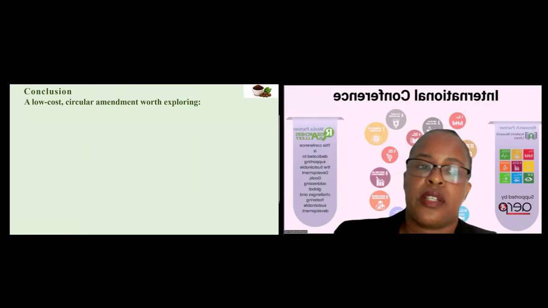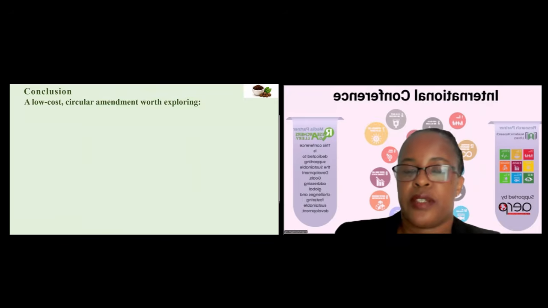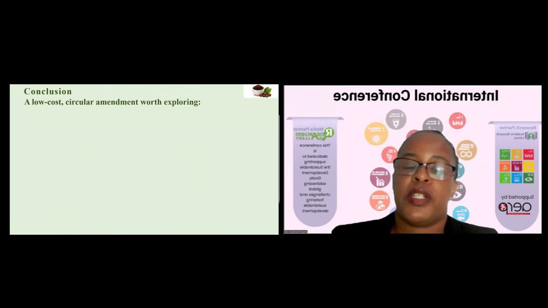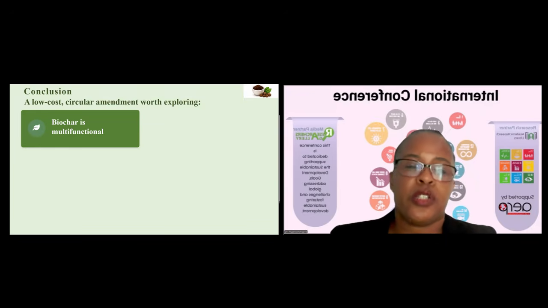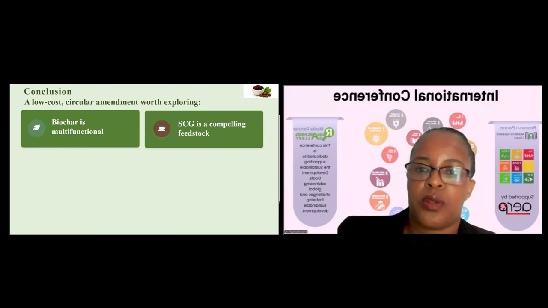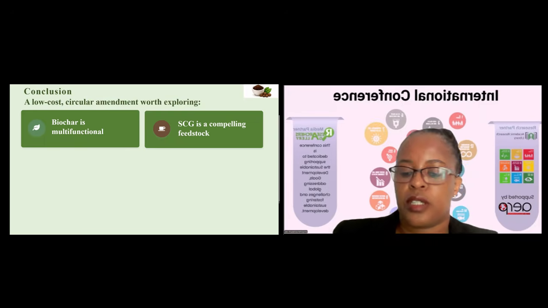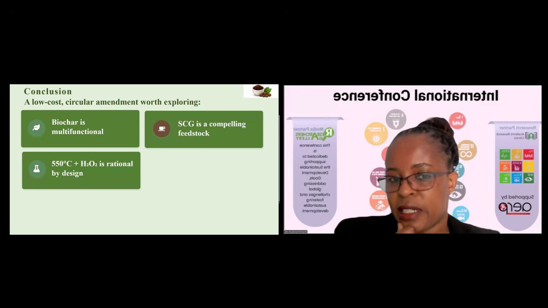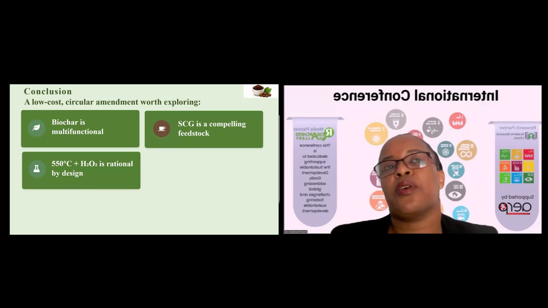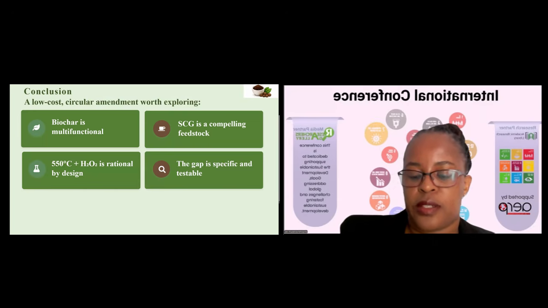So in conclusion, spent coffee grounds are available and they are low cost. And if you amend them with hydrogen peroxide, which is environmentally benign, they are worth exploring. Biochar is multifunctional. If you've ever studied biochar, you know that it can be used in a lot of other things. And also the SCG biochar works into the sustainability and circular economy principles. And modifying it with a benign substance like hydrogen peroxide, you improve it without creating more waste. And so it is something that's worth exploring.